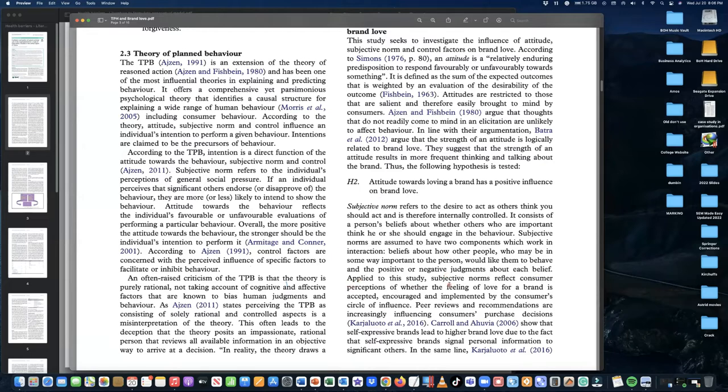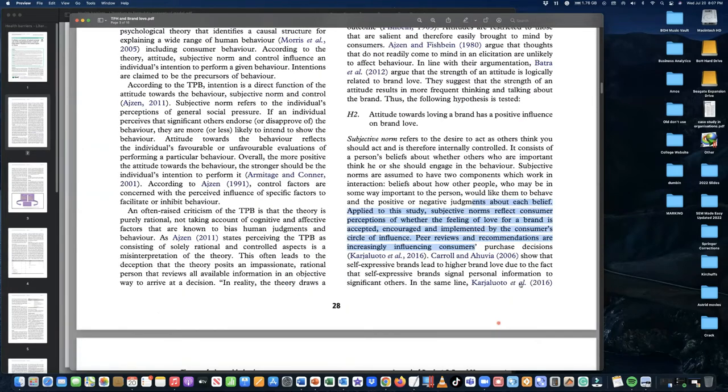Okay. Applied to this study, the subjective norms. Do you see it? Apply to the study. Leave the theoretical and come to the conceptual. Applied, the subjective norms reflect the consumer's perceptions of whether the feeling of brand love for a brand is accepted or encouraged and implemented by the consumer's circle of influence. Peer reviews and recommendations are increasingly influencing consumer purchase decisions. So we have now come to the real world.